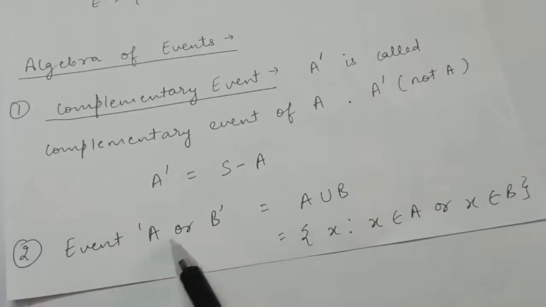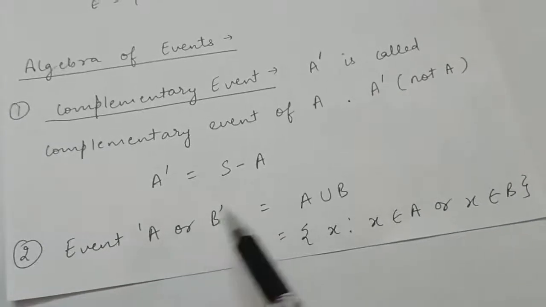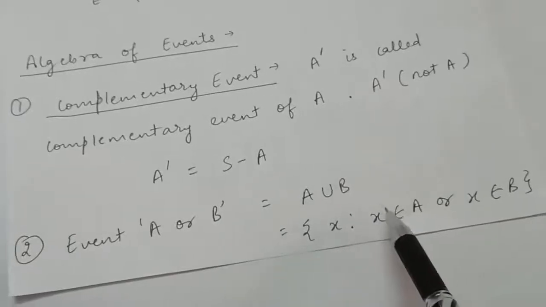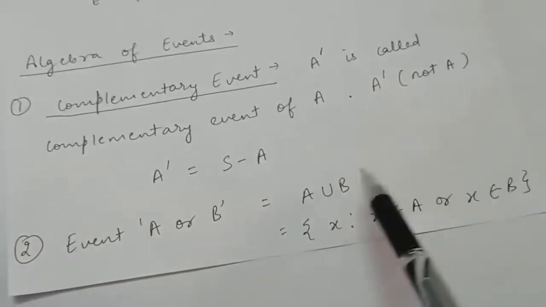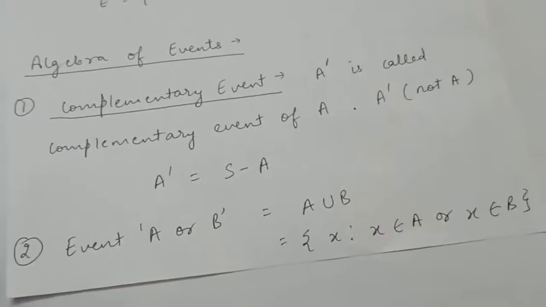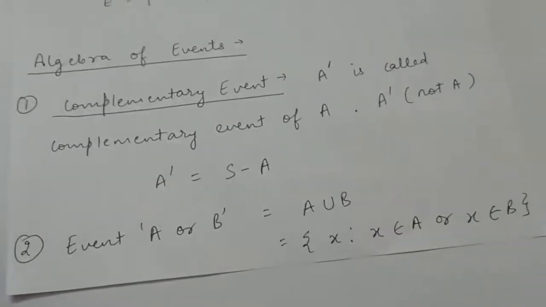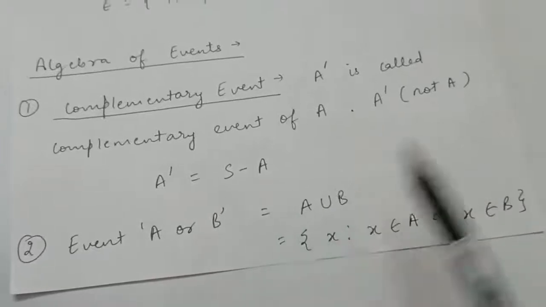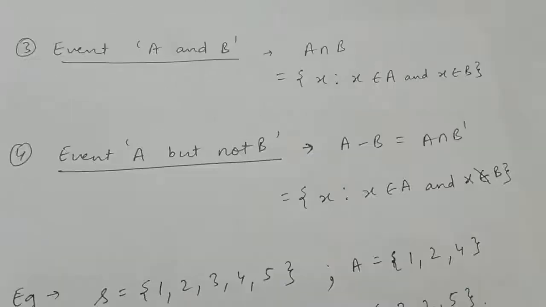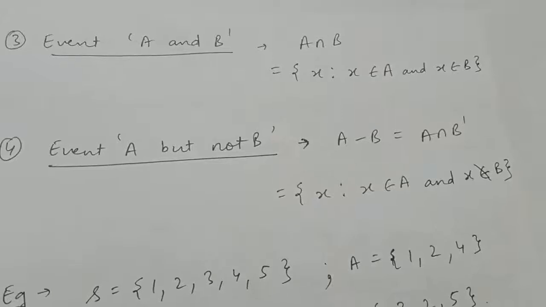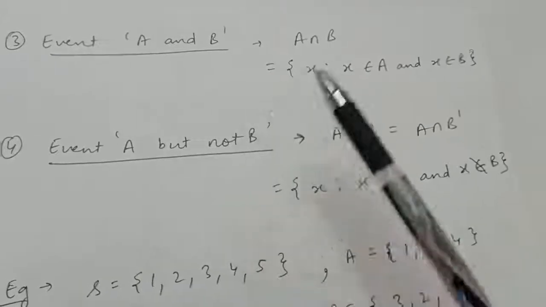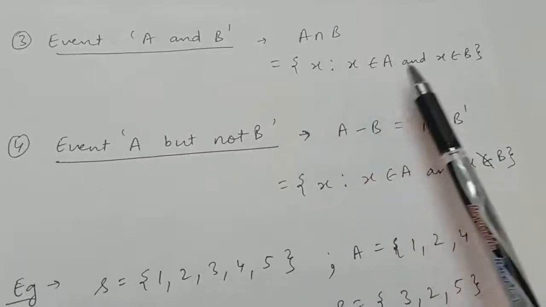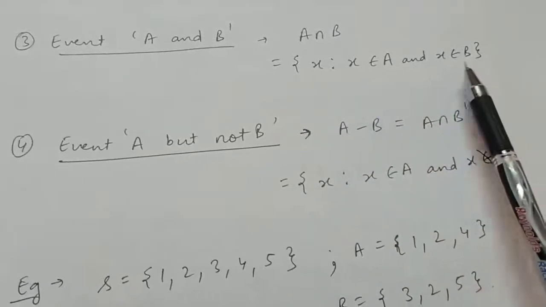You also know the event A or B. Or means union. That is, it will include those elements which are either in A or in the set B. Here in place of set we will use event, right? Those elements which are either in event A or in event B. Next is event A and B. And means intersection. Therefore this event will include the elements which are both in A and in B.